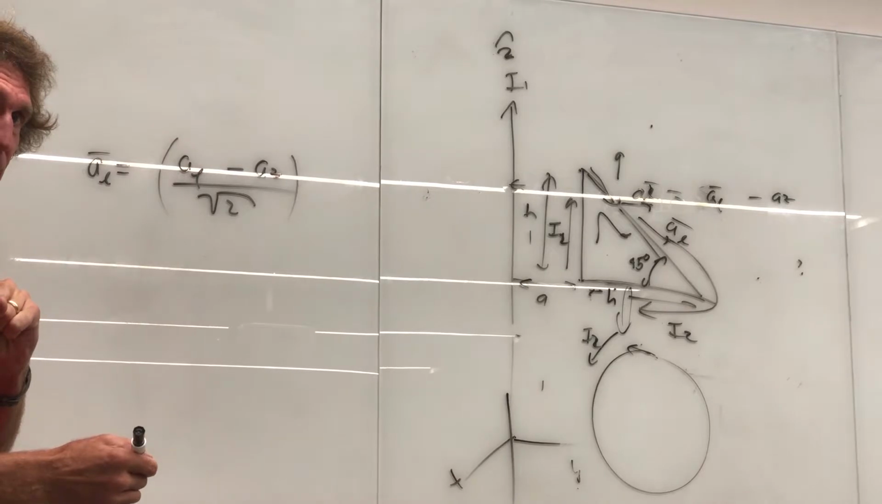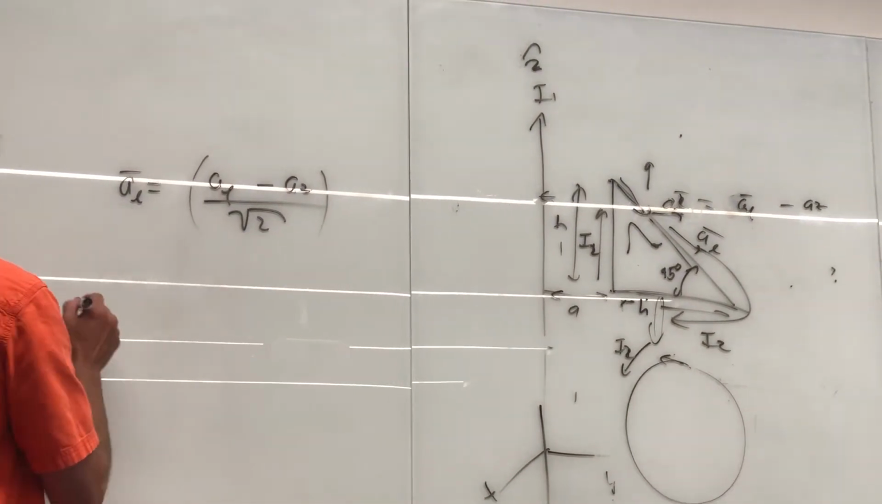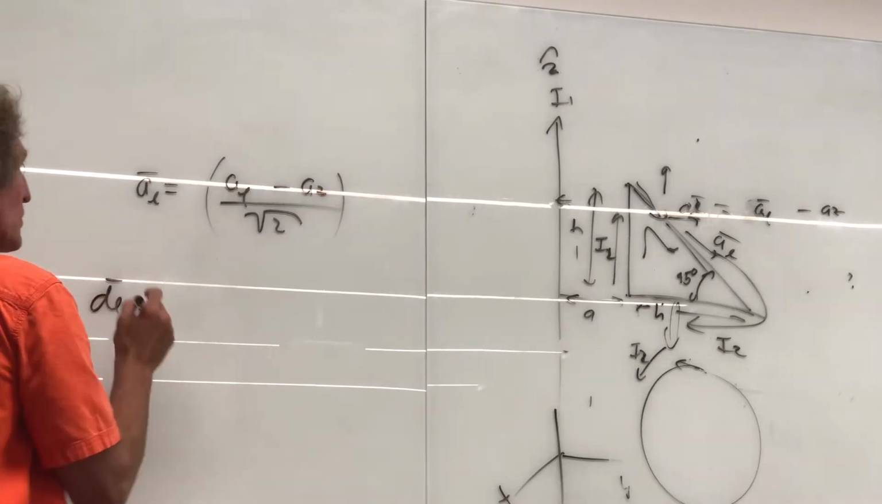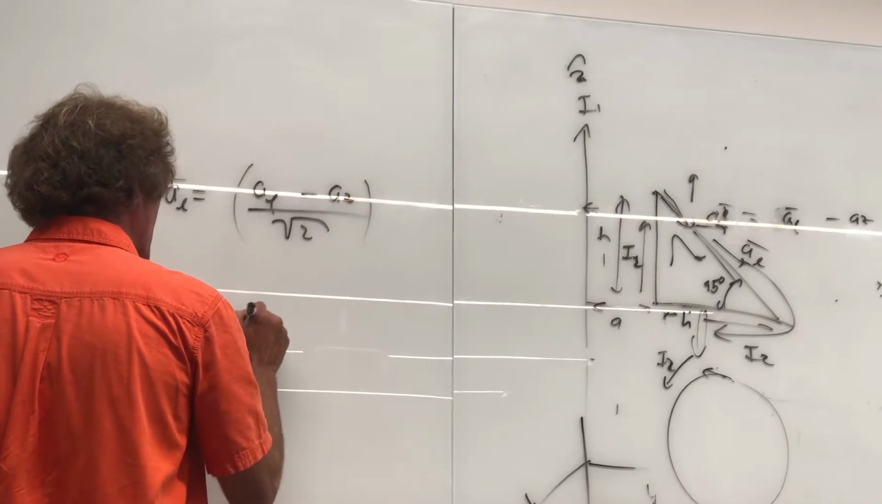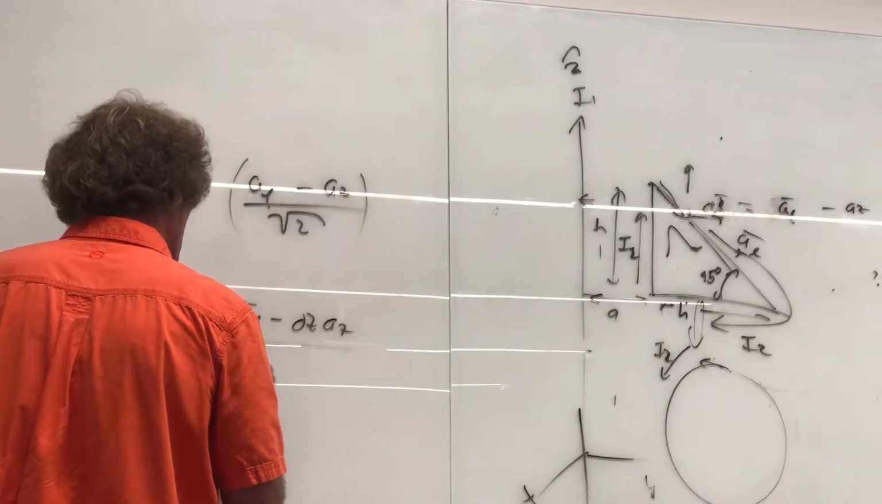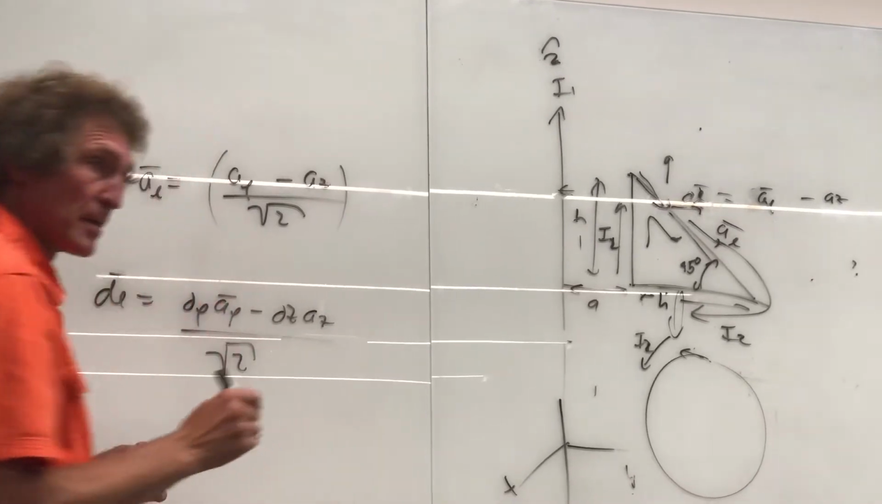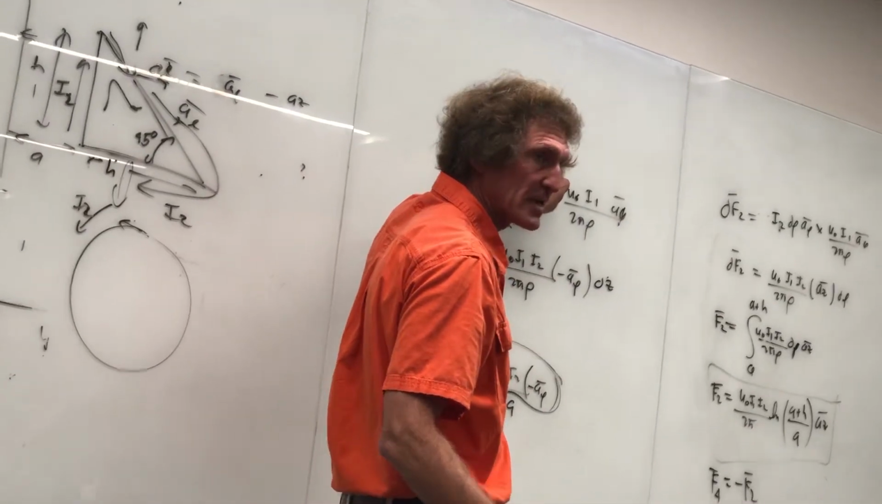Everybody with me on this? So this would be AL, and when you get DL, it would be equal to d rho a rho minus dz az over the square root of 2, because it has to have that. Anytime you're doing a differential link, there's a differential here, but there has to be a unit vector next to it.